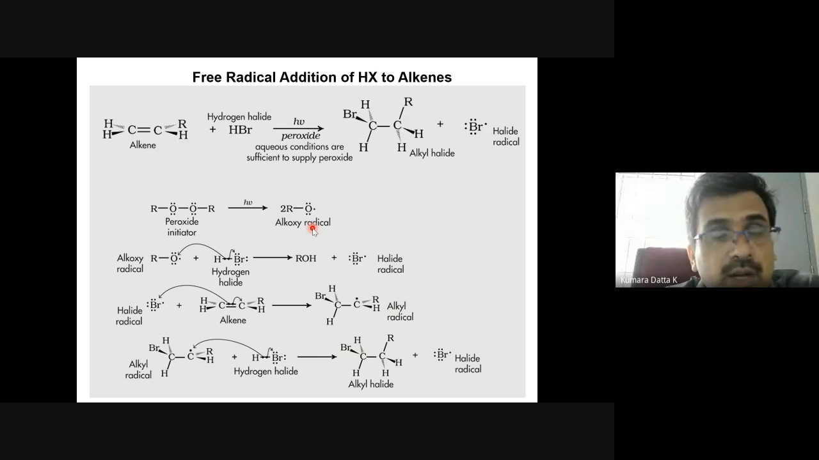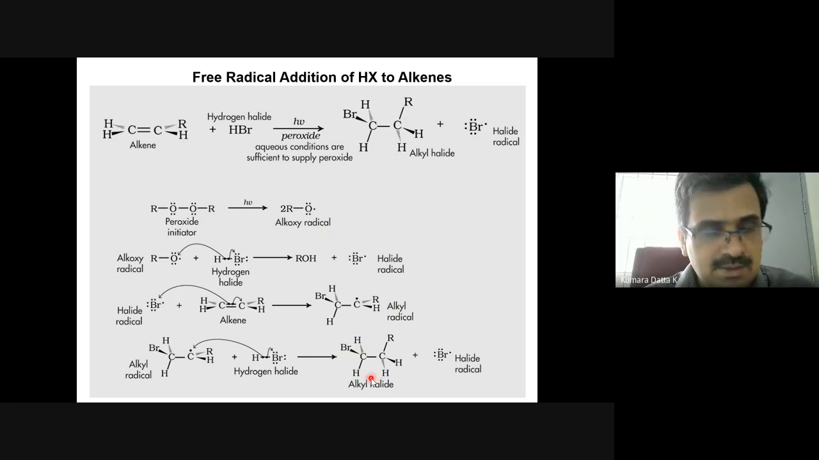We have now lastly seen how free radicals, alkoxy radicals, and halide radicals are formed, and how they react with alkenes to form alkyl halides. So even this we have seen.